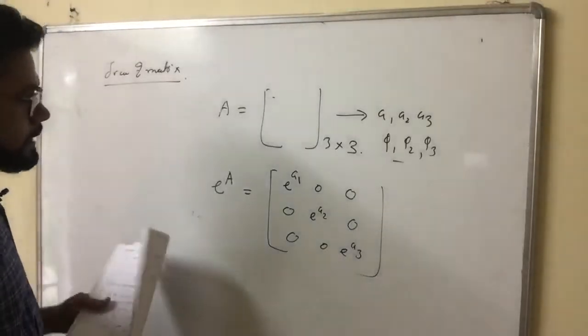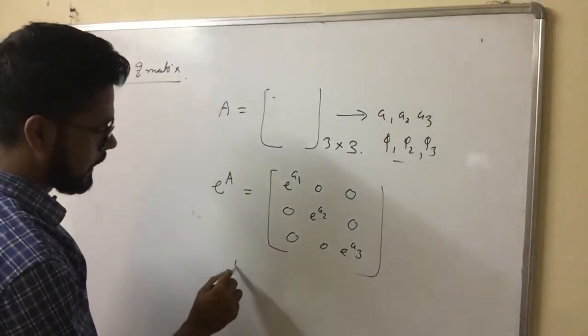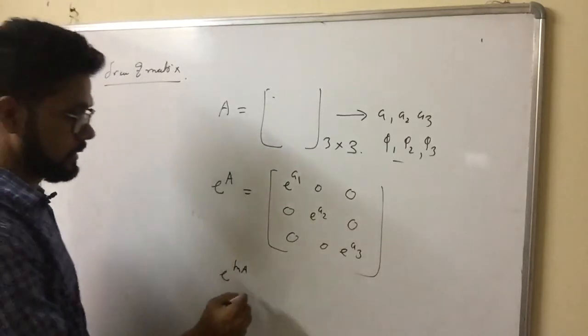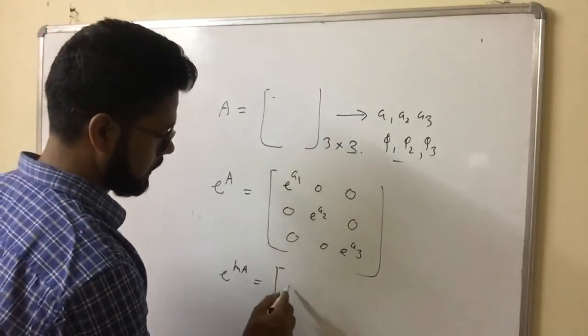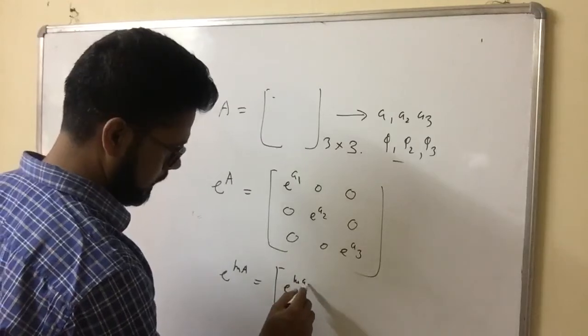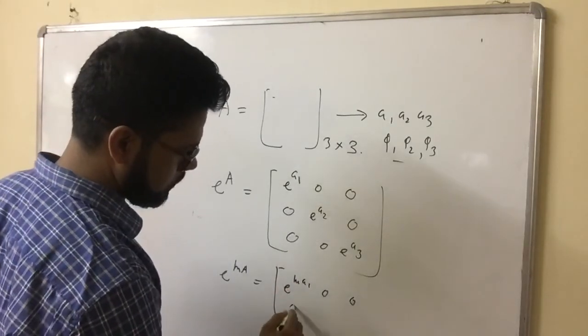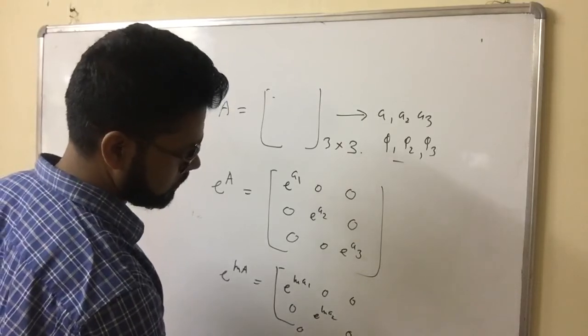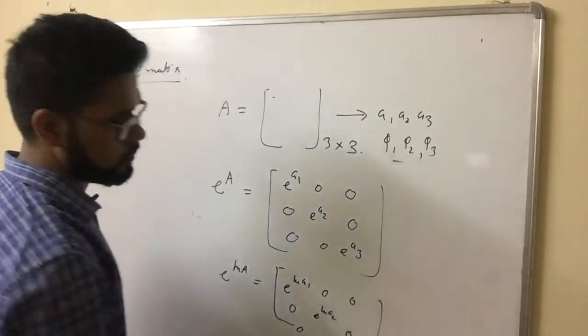And suppose if I need e to the power ln of a matrix, then what is e to the power ln of a matrix? It will remain the same. Always remember, e to the power ln a1, 0, 0, 0, e to the power ln a2, 0, 0, 0, e to the power ln at. This is the square matrix.